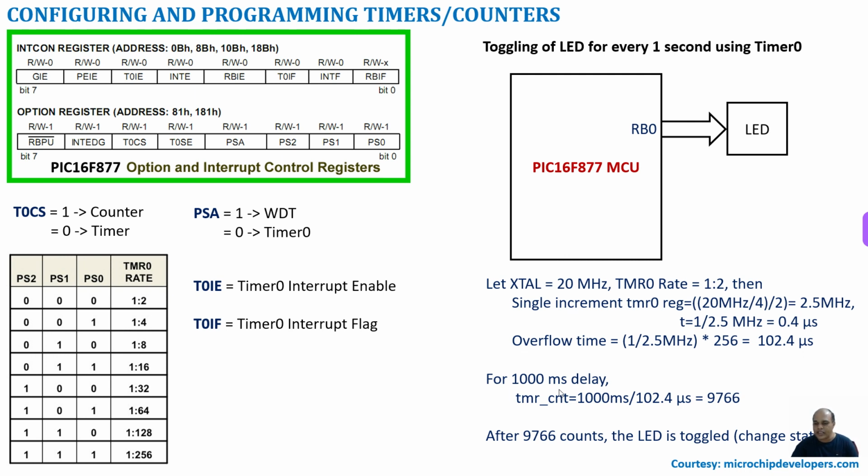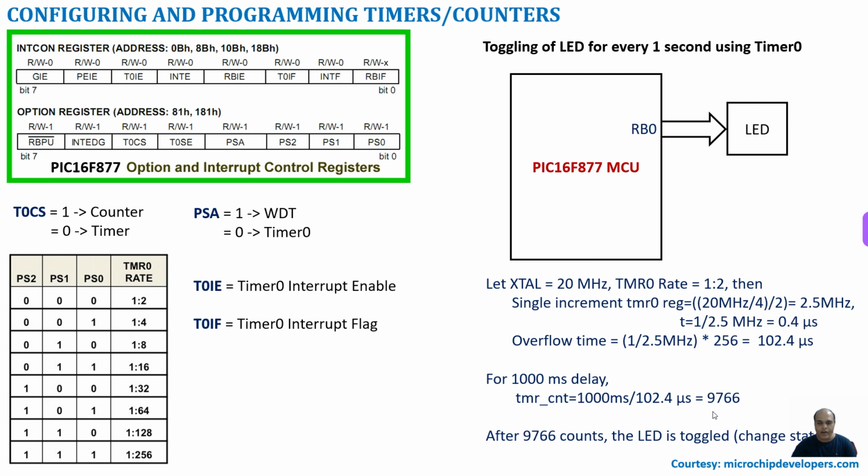So in 1 second, how many such overflows do I require? 1 second means 1000 milliseconds. For 1 second, how many times should my timer overflow? 1000 milliseconds divided by 102.4 microseconds comes to about 9766. So my timer should overflow 9766 times, and only then has 1 second occurred. When 1 second has occurred, I can toggle the LED, change the state of the LED. So this is a simple calculation required for our programming part. Just remember this value 9766, as we will use it in our program.